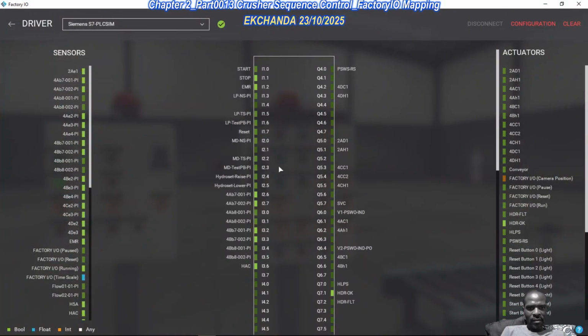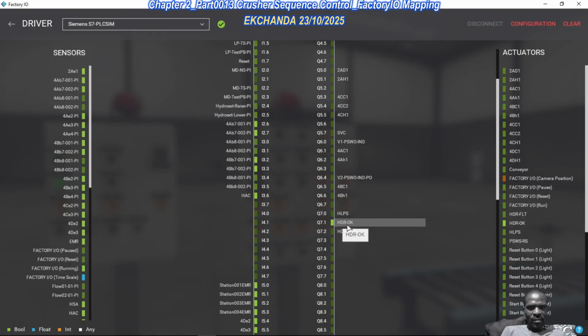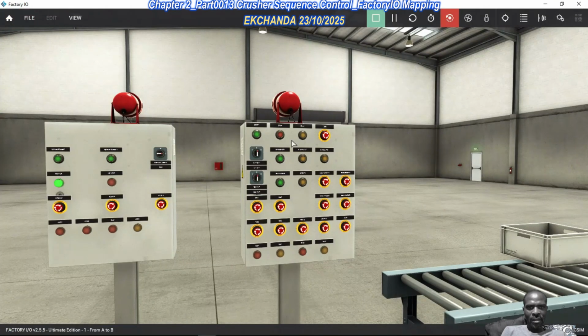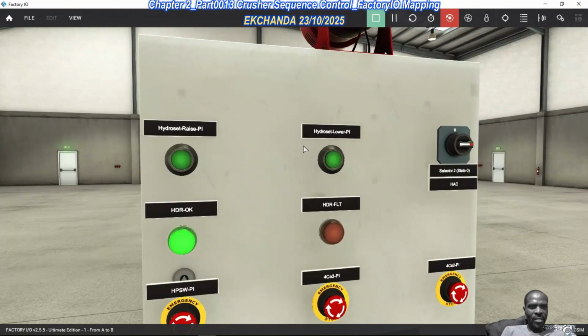Okay, let's see. So the hydroset pressure is okay, so we should be able to start. And then if we actuate the hydroset pressure switch, we expect the system to get into a faulted state. So we toggled the alarm cancel for the hydroset, so this is normal.